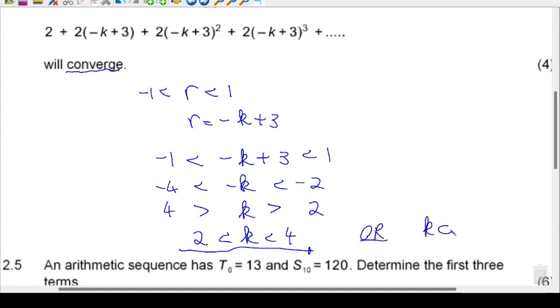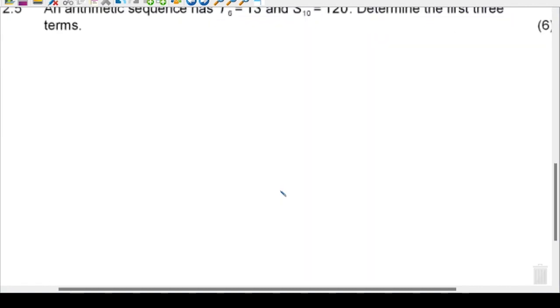The other way we could write that is k is an element of (2, 4), with round brackets because we are not including the 2 and the 4. You don't have to write both, they're just two different formats for writing that answer.